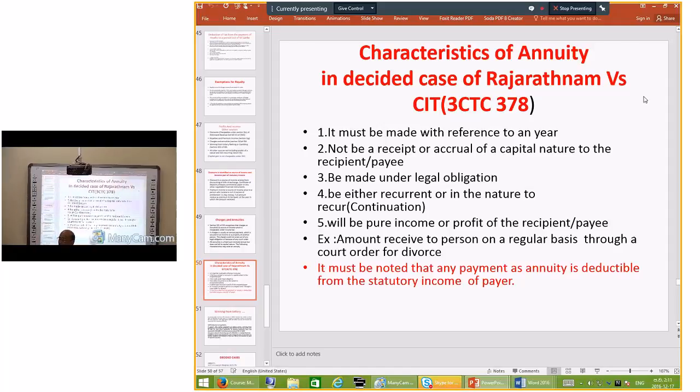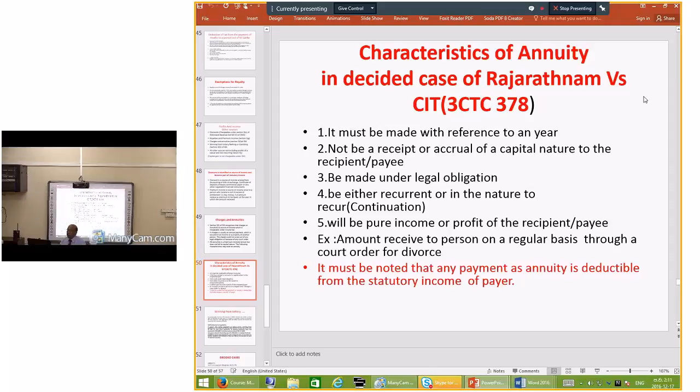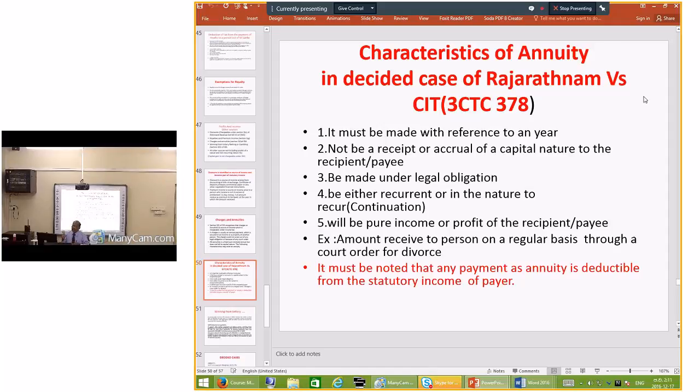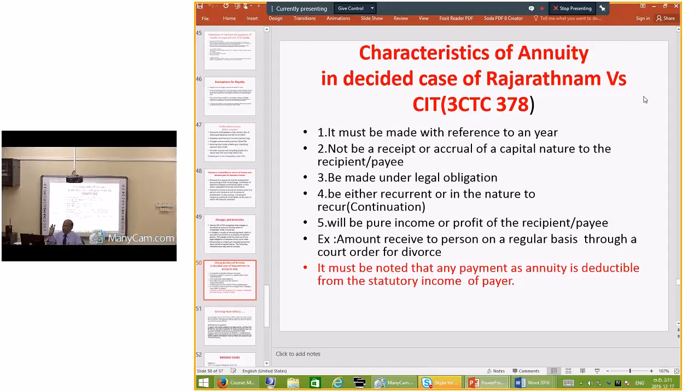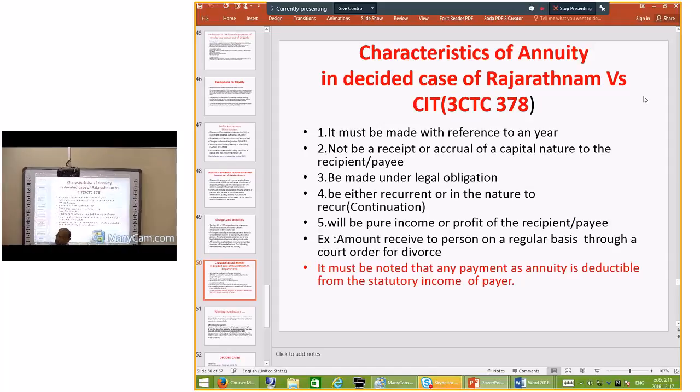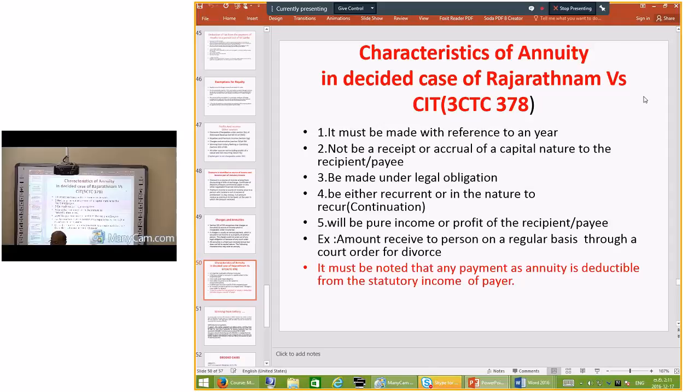It must be with reference to a year. If it is an annuity, here the payer's case was decided. He deducted this as annuity expenditure. The court had to decide whether it is an annuity or not. If it is an annuity, it is deductible; if it is not an annuity, it is not deductible. It must not be a receipt or accrual of a capital nature to the recipient. It must be on a cash basis, made on a legal obligation. For example, in divorce cases, in a lot of cases, the husband has to pay some annuity to the divorcee.